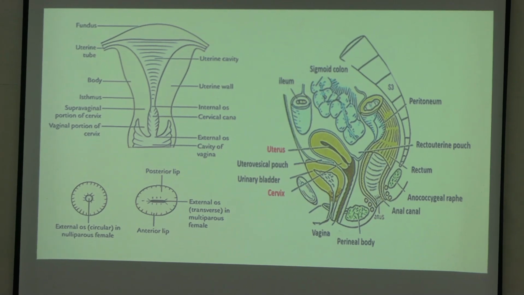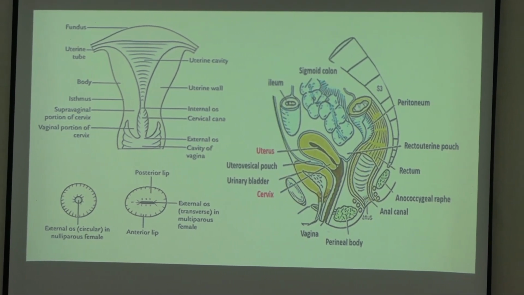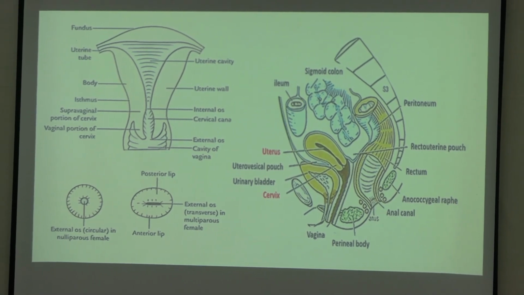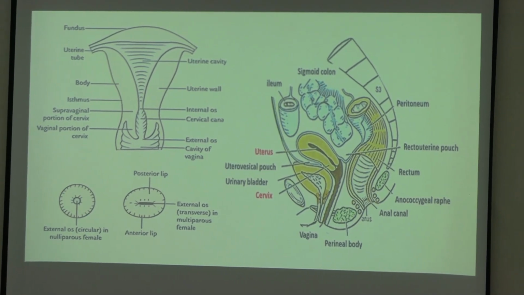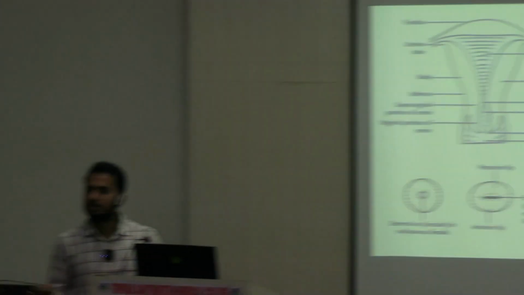Do you know what is multiparous and nulliparous? Multiparous means those who have given birth to more than one child. Those are called as multiparous women. And nulliparous means not given birth to any child. Okay, that is the multiparous and nulliparous.